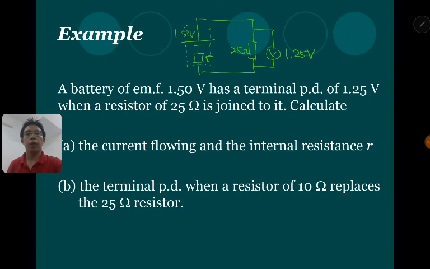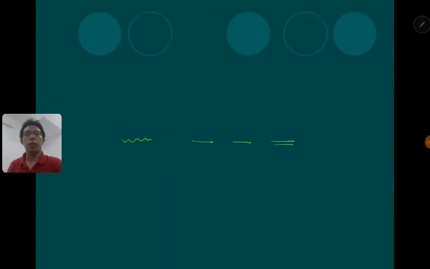Okay, sorry, let's go back to the question. In order to calculate the terminal PD when the 10 ohm resistor replaces the 25 ohm, so this one is replaced. So bear in mind that now the current has changed. You cannot use the current that you have found in part A to proceed with this.